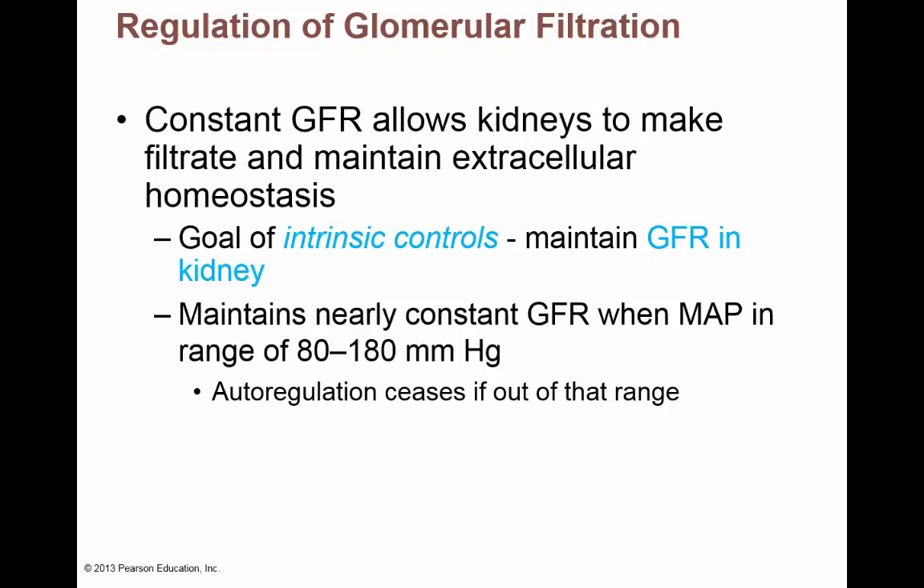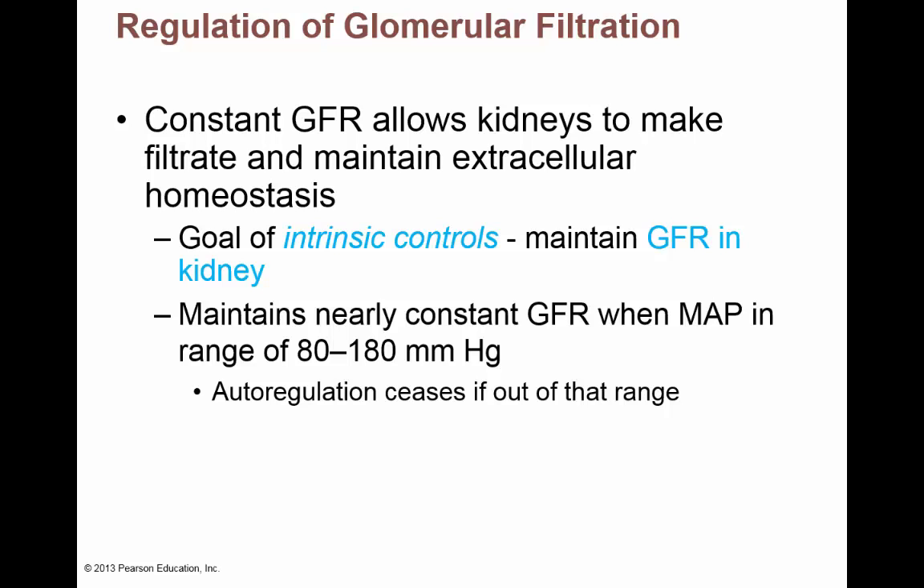We have an intrinsic goal and we have an extrinsic goal for the urinary system. The intrinsic goal, inside the kidney, is to maintain a glomerular filtration rate of approximately 120, 125 milliliters a minute. We're going to try to maintain that much filtration. Now, we can generally maintain that filtration rate as long as our arterial blood pressure is in that 80 to 180 millimeters of mercury range. That's still a big range.